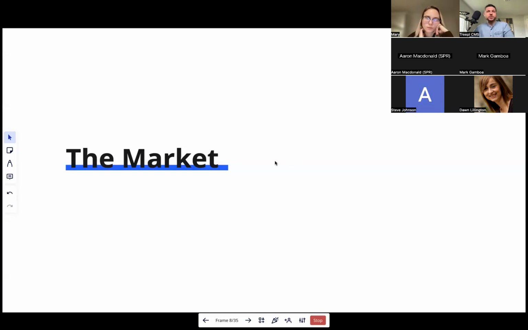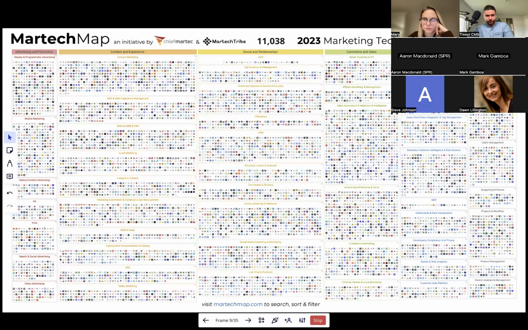So what is the market? How does the market look? So this is how it looks. By the end of 2023, there are 11,038 solutions on the market in the marketing technology landscape. And of course, we dug in and researched every solution that you can see on this map.